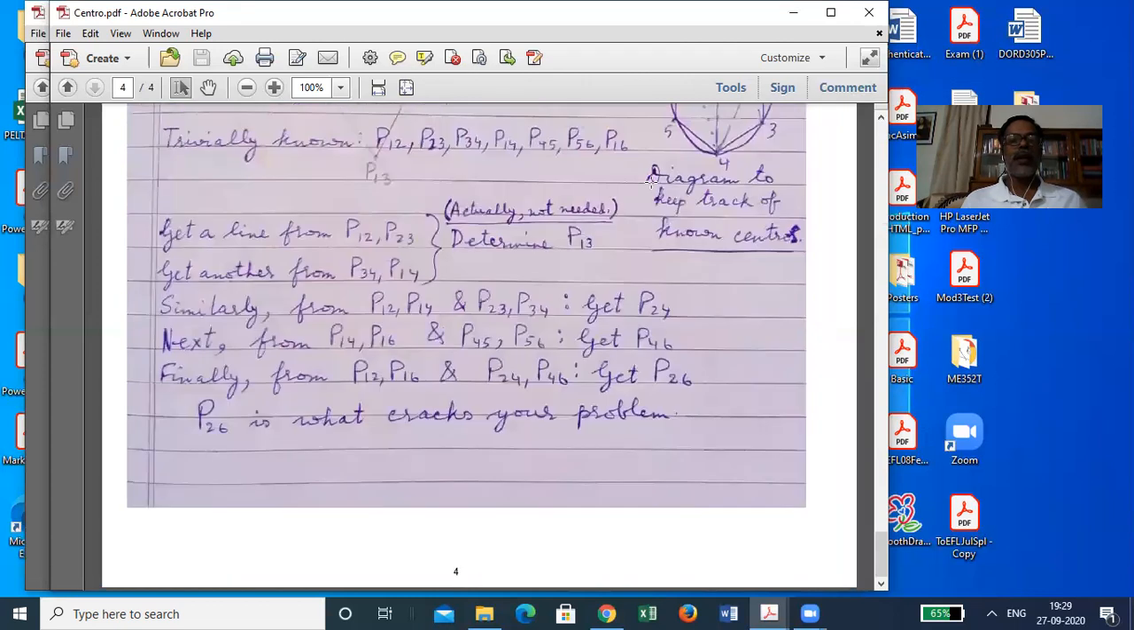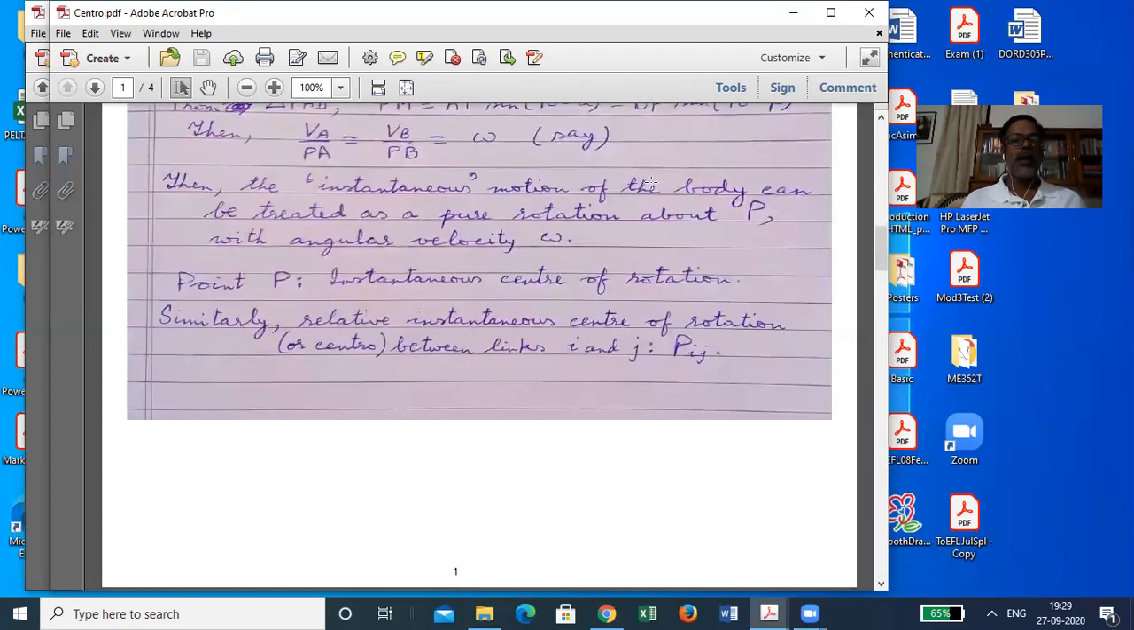Just like this, you can define relative instantaneous center of rotation by finding out the instantaneous center of rotation for the motion of one of the links relative to another. So relative instantaneous center of rotation has a small name also, centro. Between links i and j, whatever is the centro, let us denote it as Pij.